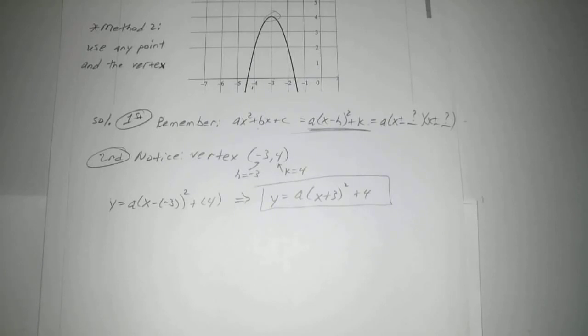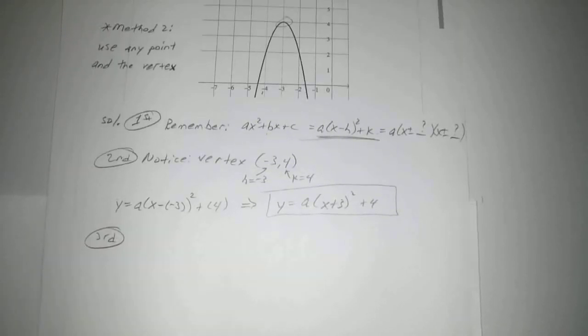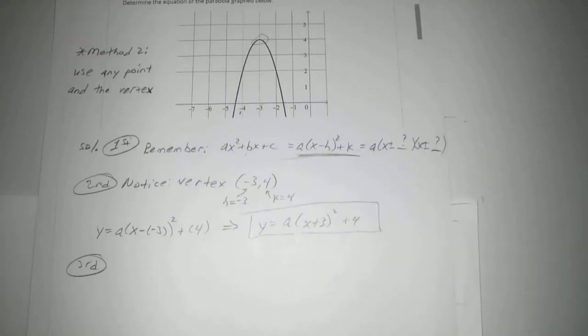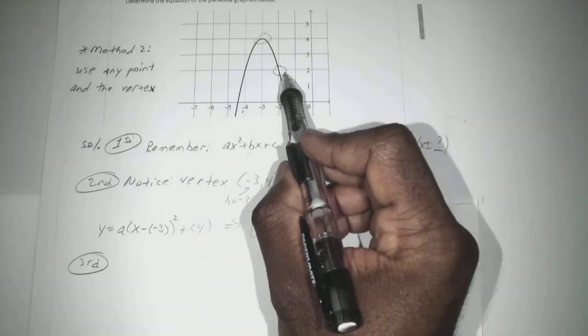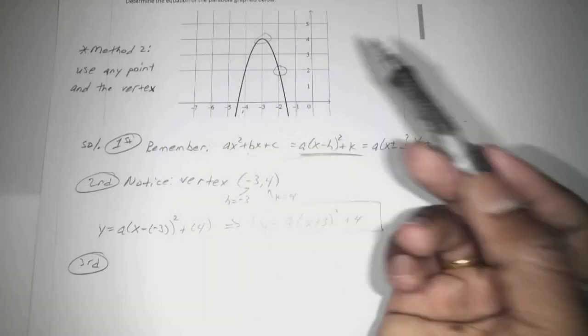Just like before, our third step is we have to solve for a. Before, we used the y-intercept, but we can't really do that here. So now we can pick any point at all for our x and y. If you look, you can tell exactly where that one is. You know that's (-2, 2). Or you could have picked (-4, 2), but you can pick (-2, 2).